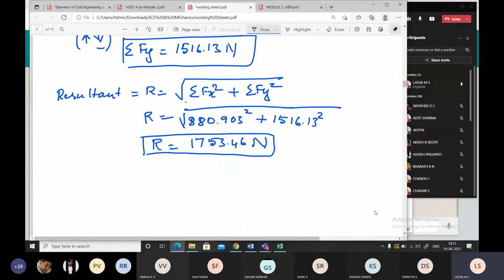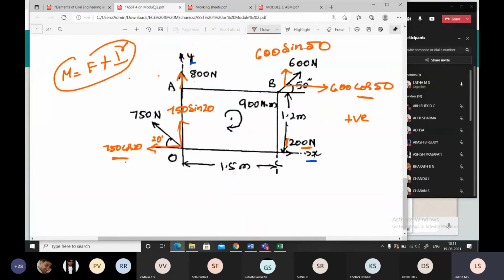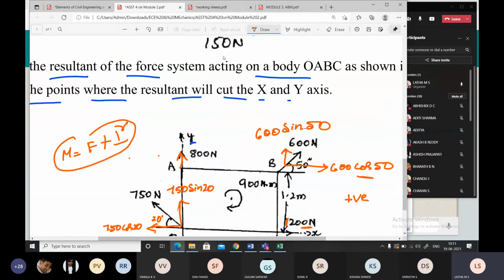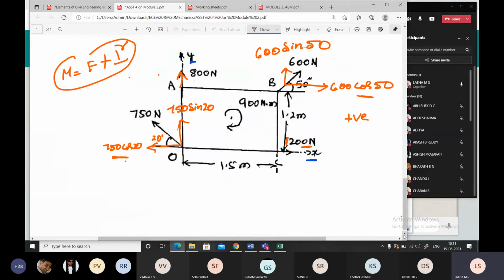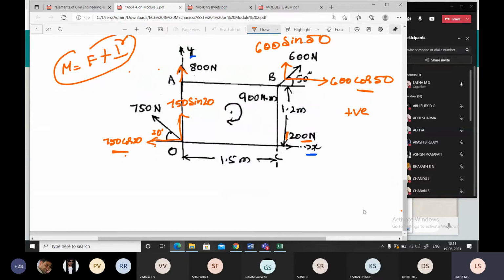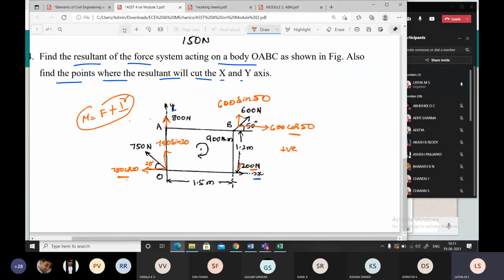What is the next question asked, students? They have asked to find the resultant, and also the points where the resultant will cut the x and y axis. We have to calculate the distance. Correct? They have asked for the distance. Find the points where the resultant will cut the x and y axis.